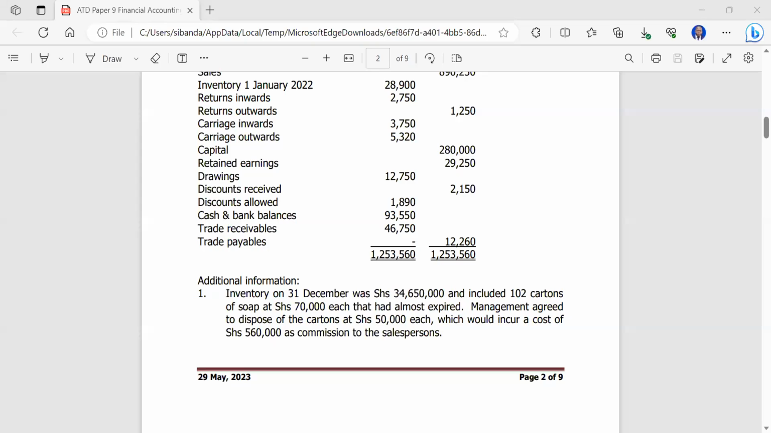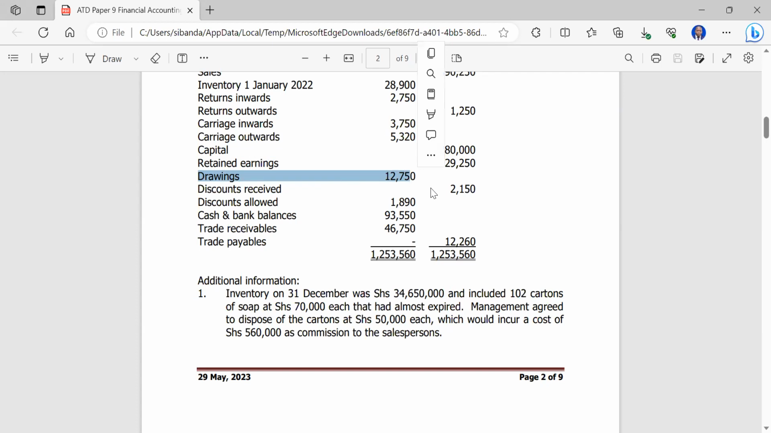So we were done with the... we'll come back again. So we were on retained earnings. Yes, so we're done with that. And then we are now coming on to drawings.